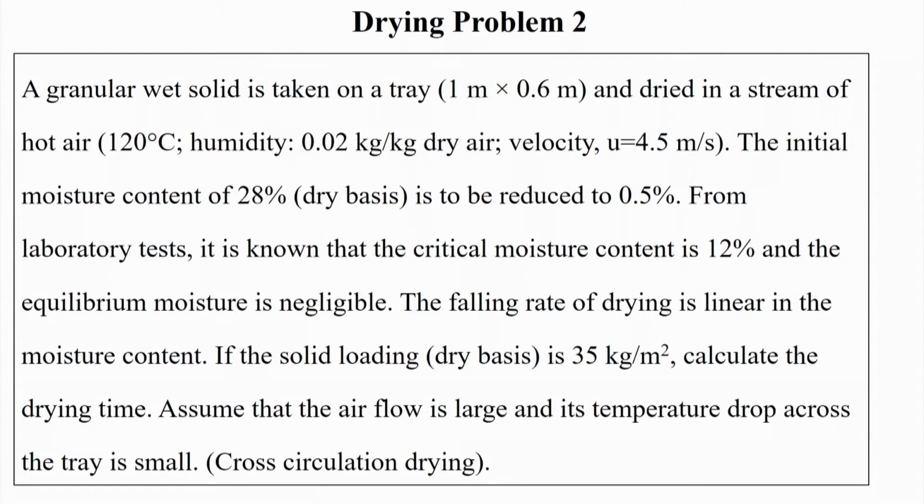and Hc is in watt per meter square Kelvin. Now, we will be solving one very simple problem like this. Granular solid is taken on a tray, the dimension is given as 1 meter into 0.6 meter, and dried in a stream of hot air at 120 degree Celsius, humidity 0.02 kg per kg dry air, and the velocity of the drying air is 4.5 meter per second. The initial moisture content of 28% is to be reduced to 0.5%.